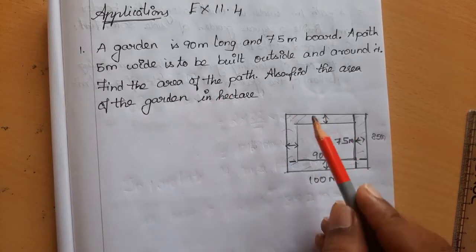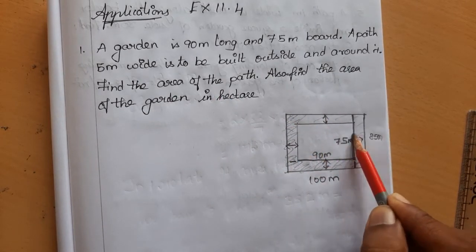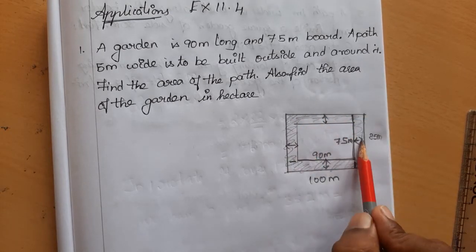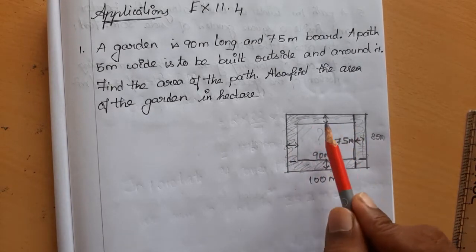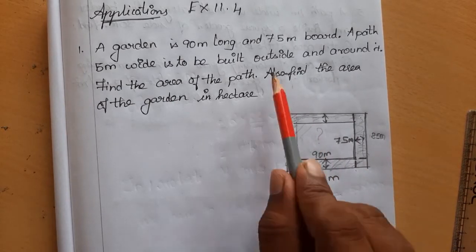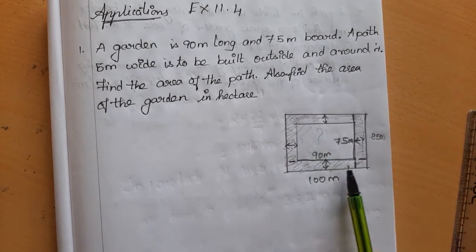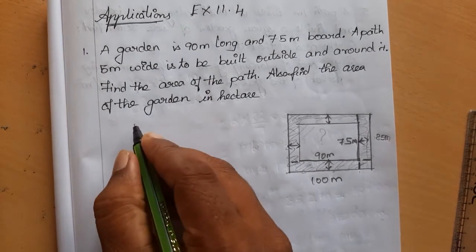So find the area of the path. We have to find only this area, right? How to find this area, what shape is it? It is easy to find: if you find this whole area and subtract the garden, we will find this remaining area. Clear? And also find the area of the garden in hectare. So first let me find the area of the garden, then from the total rectangular shape we can find the area of the path, right?